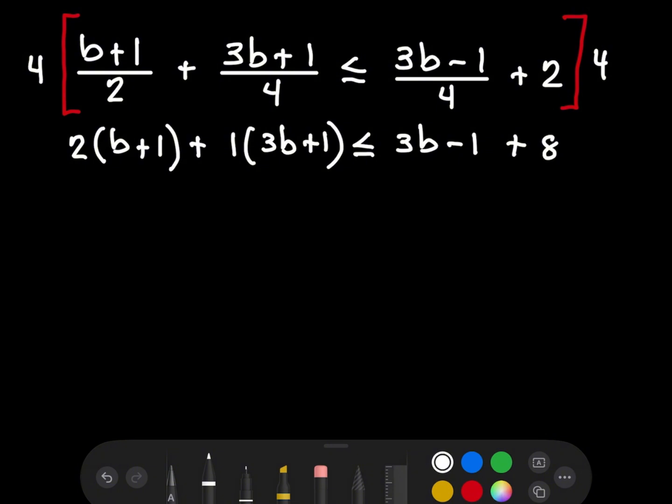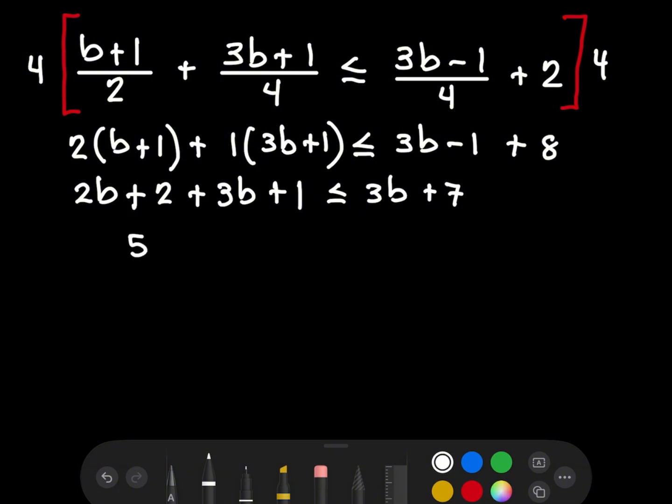And after that, using the distribution, 2 times b is 2b, plus 2 times 1 is 2, plus 1 times 3b is 3b, 1 times 1 is 1. Less than or equal to, so copy 3b and then simplify: minus 1 plus 8 is positive 7. And after that, combine 2b plus 3b. Same terms, combine them, which is 5b, plus 2 plus 1 is 3. Then less than or equal to 3b plus 7.